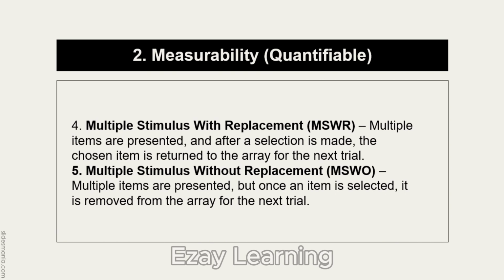Multiple stimulus without replacement. Multiple items are presented, but once an item is selected, it is removed from the array for the next trial. So the client has chosen an item once, you won't add it in the next trial, and then again the client has to choose from the remaining ones. Then again he chooses one, you will remove that item again. I'll be making a video on this one. I will be providing forms that you can use for recording preference assessments, so you can get the idea of how you can conduct different types of preference assessment.